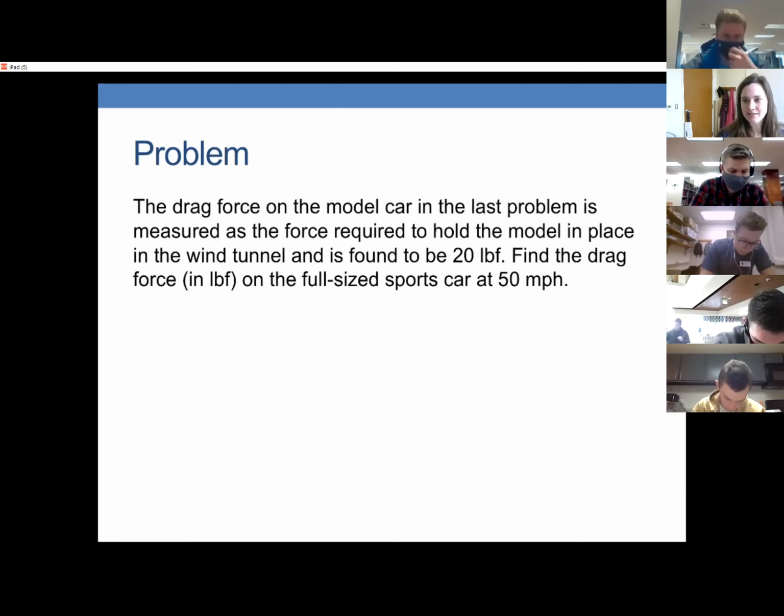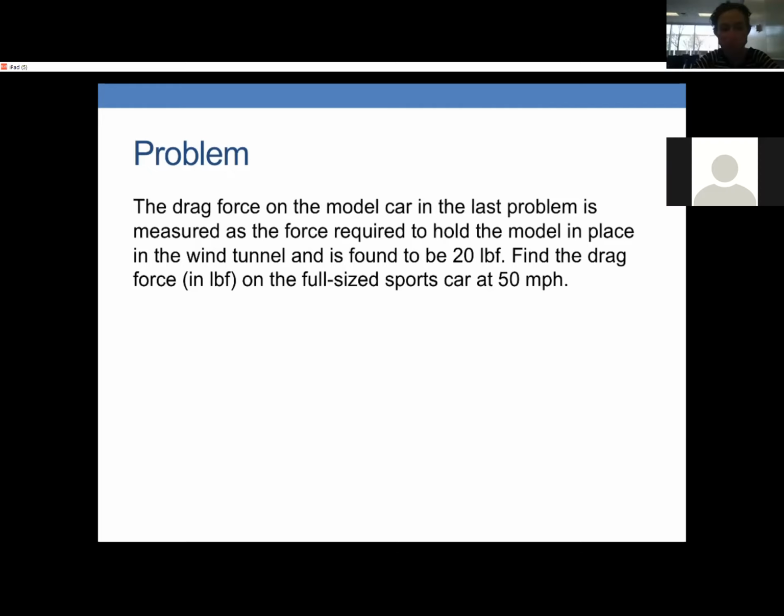What do we think the second step is? Or let's take Allie Schumann. Hi, Allie. What do you think we should do in order to find the drag force on the full-size car? Well, if you are decreasing the size, but no. I don't know, you probably have to, I'm not really sure actually.